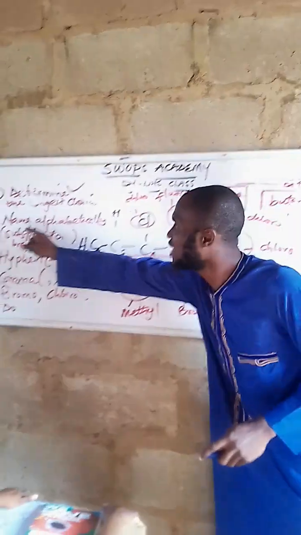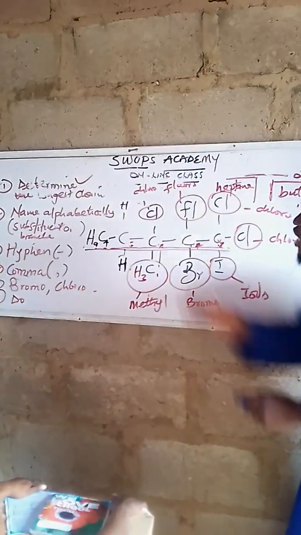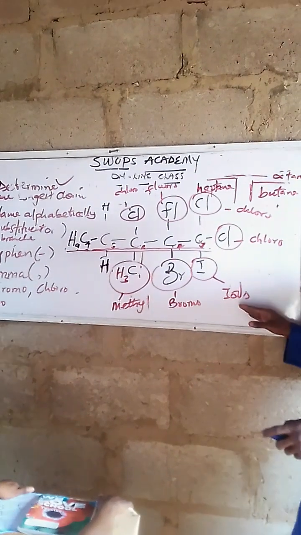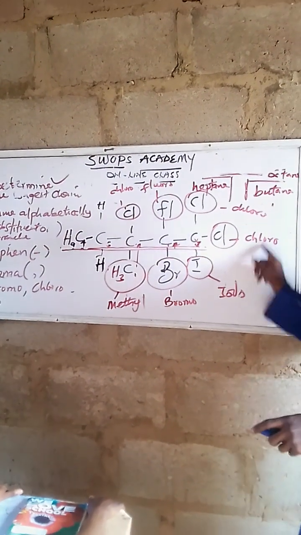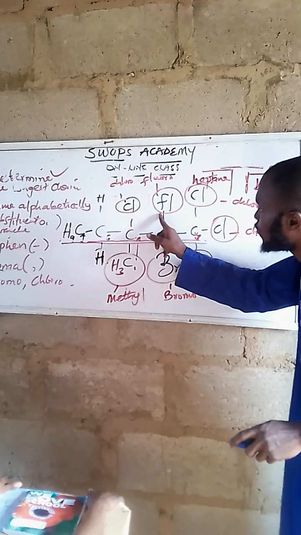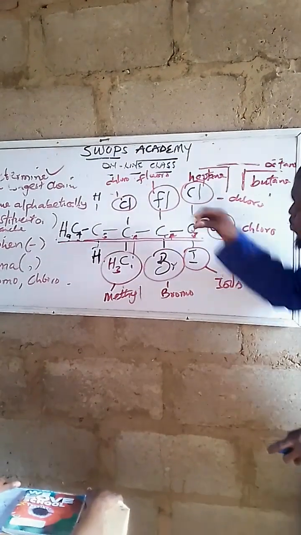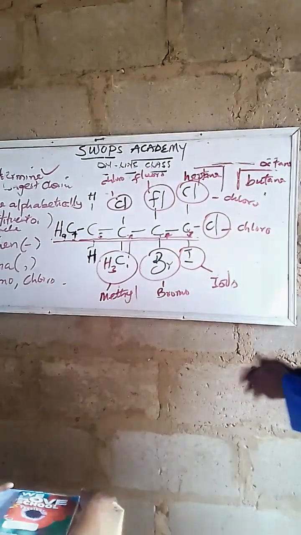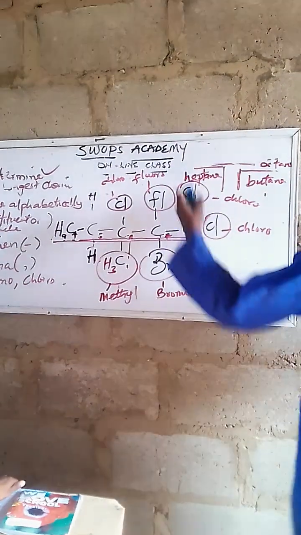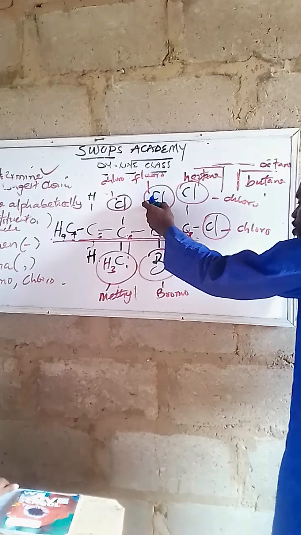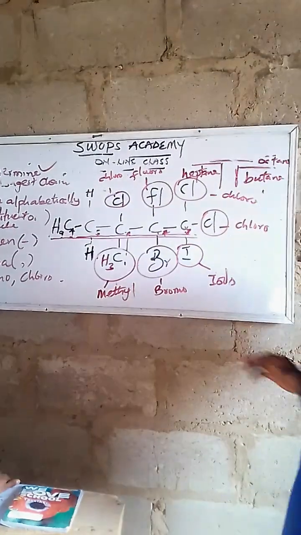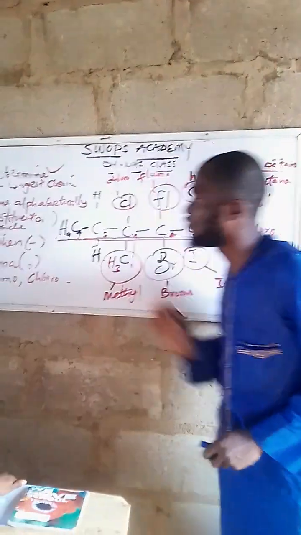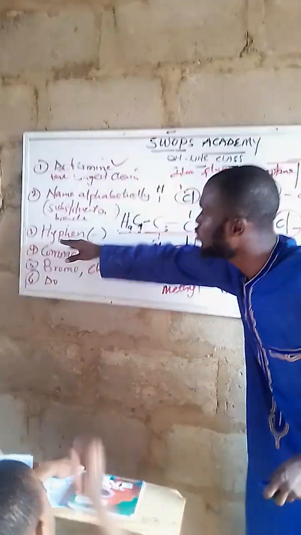Now rule 2 says name alphabetically. I mean you name the substituents alphabetically. Now this is M, this is B, this is I, under ABC. This is C, this is C, this is F, this is C. Which one comes first? B comes first. That means we have to start from B. What follows? C. What follows? F. What follows? I and M join. Are we together? Hope I'm communicating. So that is Rule 2. Rule 3, the use of hyphen.